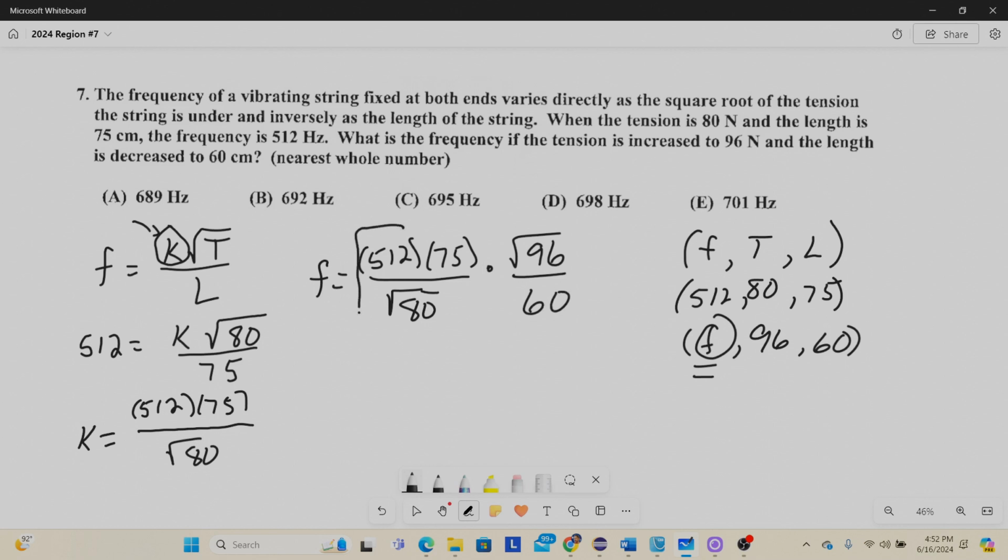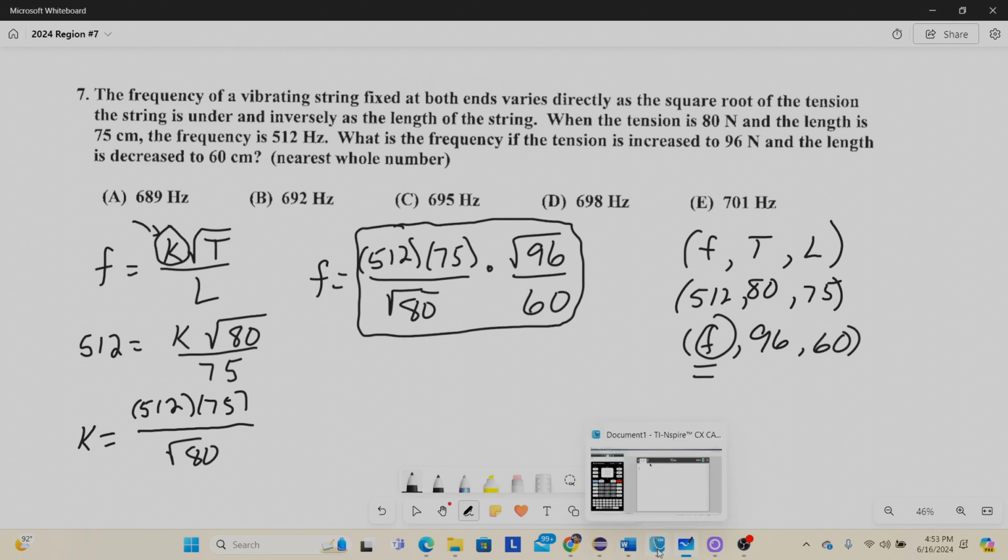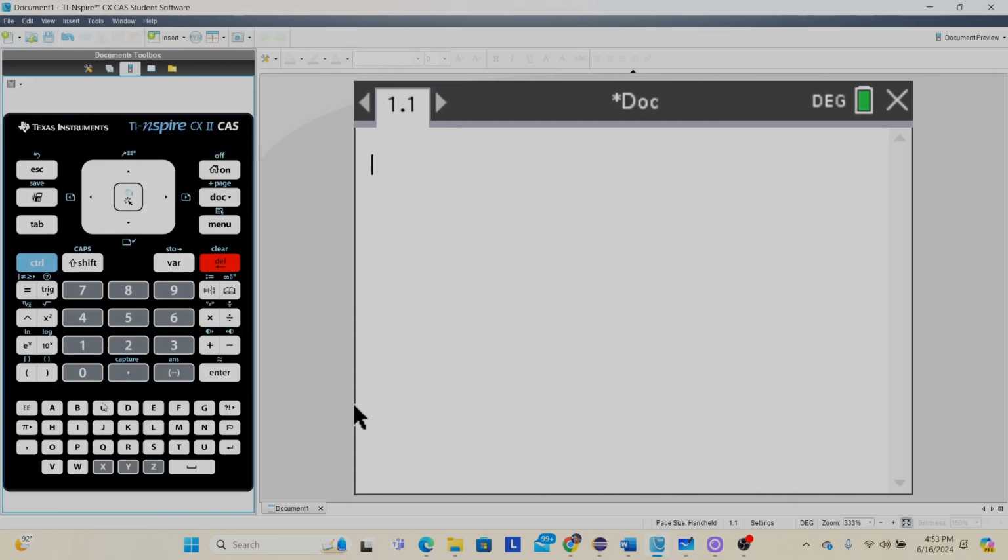So we plug this into the calculator and we should get our answer. So let's go ahead and do that. Go to the TI Inspire, and on top we have 512 times 75 times the square root of 96, and then on bottom we have the square root of 80.